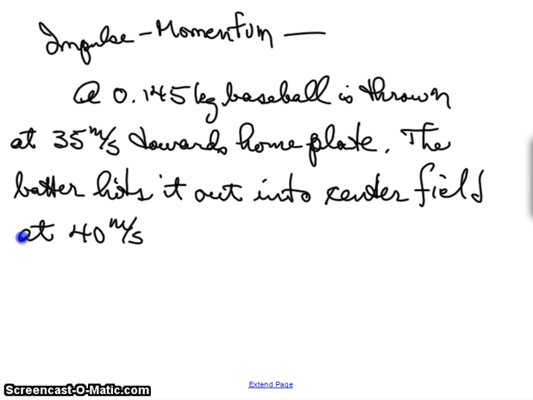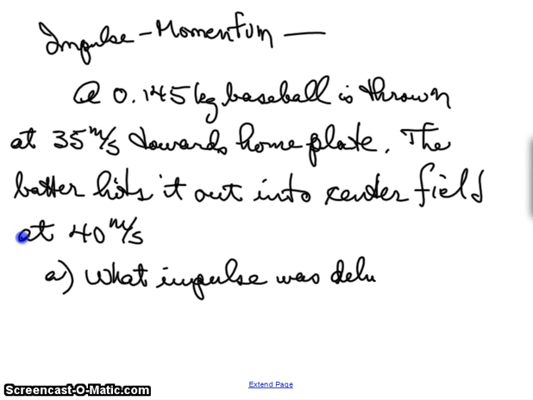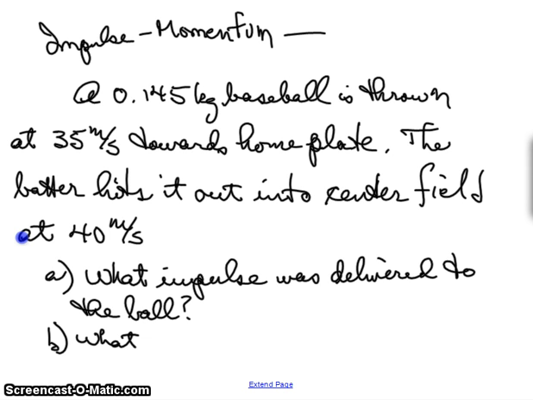We want to look at two aspects here. The first we want to look at, A, is what impulse was delivered to the ball. And we'll do it in parts for the following reason. And part B is what was the average force on the ball, which opens up a whole nother discussion, but we'll see what we get there.